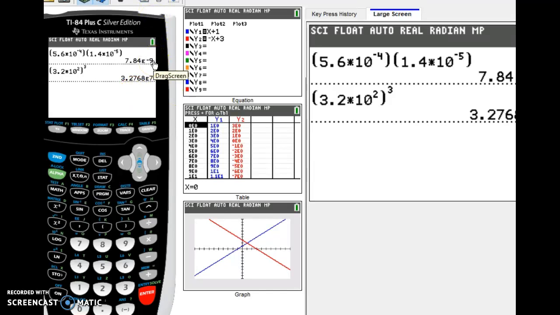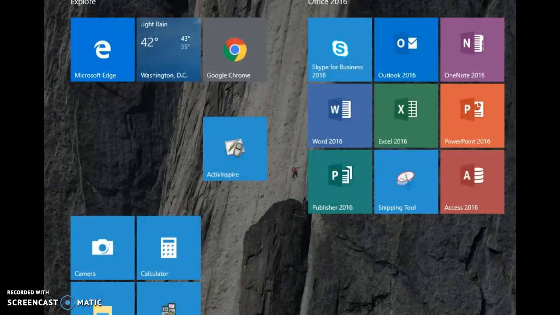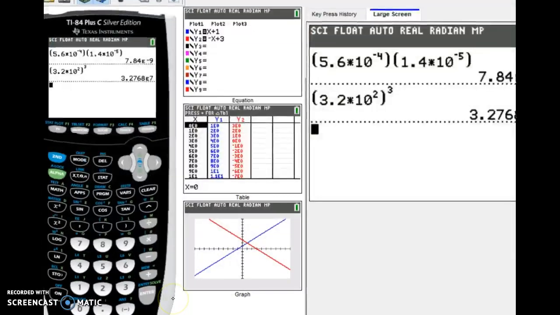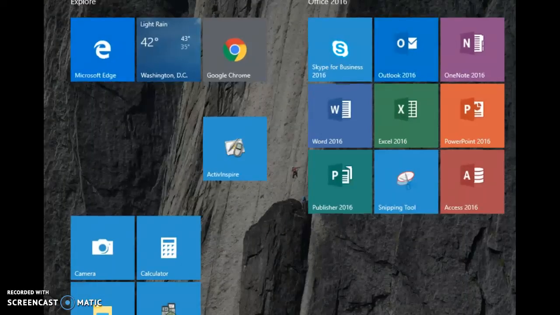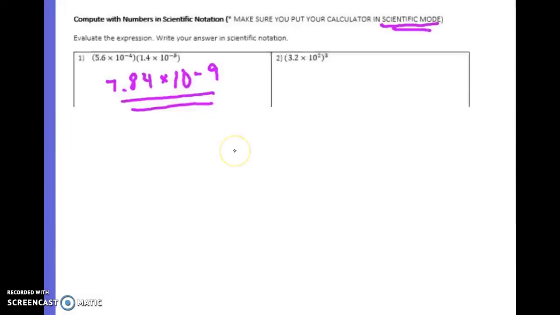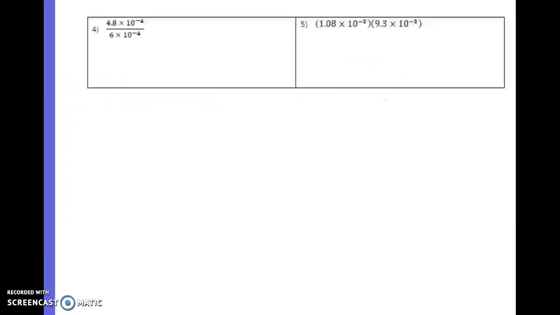So let's go back to our notes and make sure we can type that in. Okay, Active Inspire. So then the second one is going to be 3.28 times 10 to the positive 7. So you always have to write times 10 to the power. All right, number 4 is a division problem.